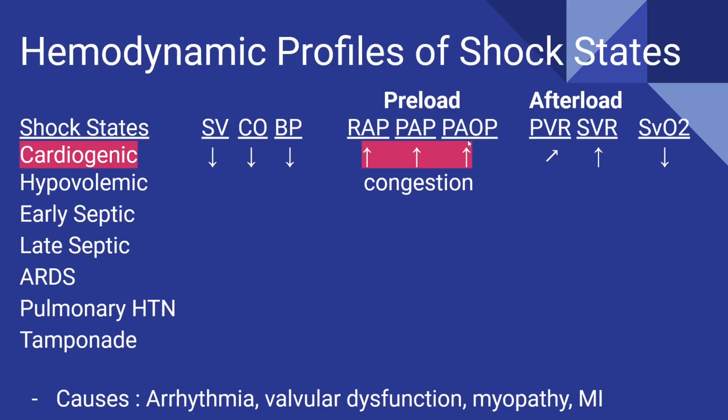And then that wedge pressure, that pressure that you put the catheter balloon all the way up into the lung, and then you look forward, and that's going to be high. Normal is 8 to 12, anything above 12. So all of these are going to be elevated.